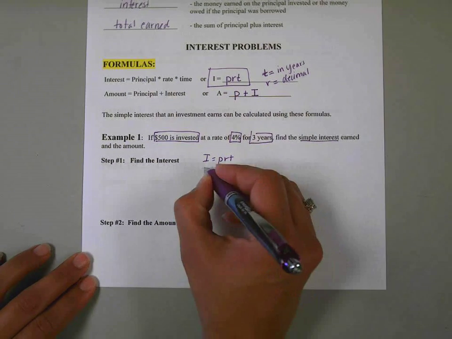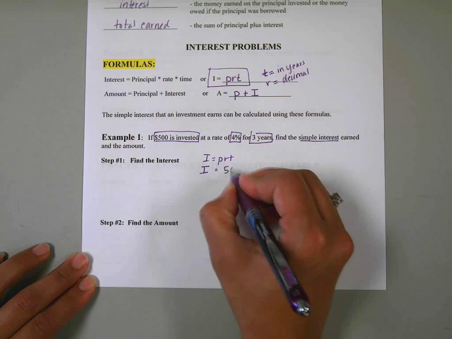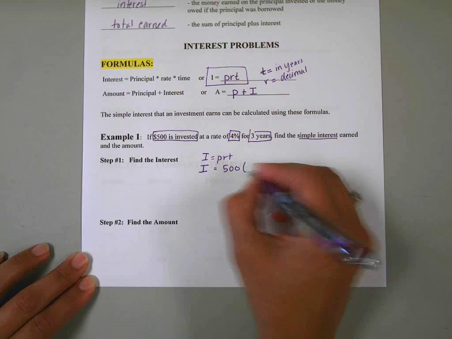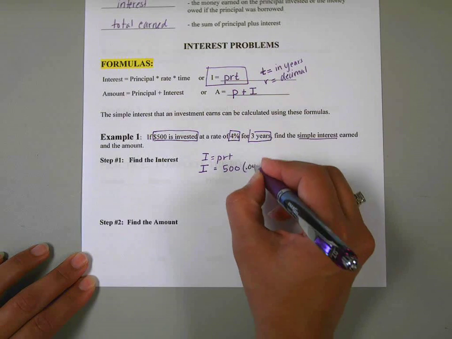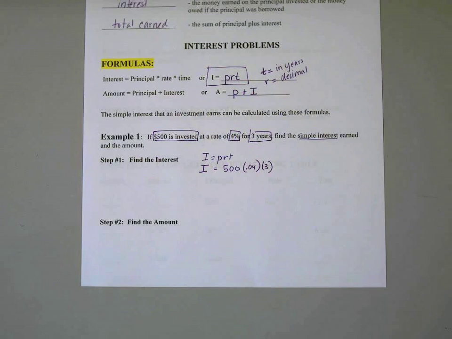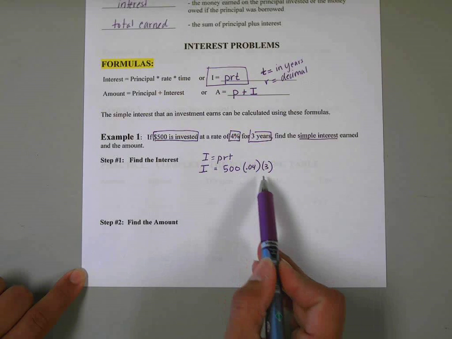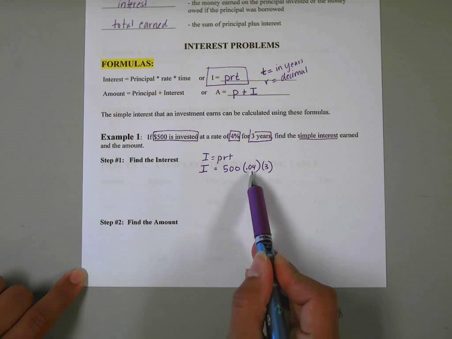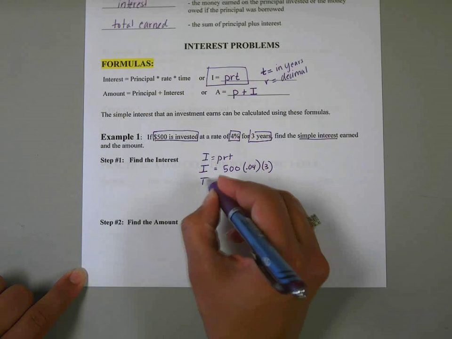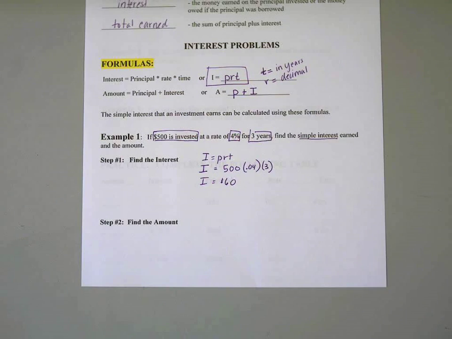So we do not know I. We do know P, which is 500. We know the rate is 4%, and remember that's always in decimal form. And we know our time is 3 years. So you can multiply 500 times 3 in your head, that's 1,500. And then 15 times 4 would be 60, and then you have $60. Because you lose the zeros because we have 2 decimal places. So $60 is our interest.